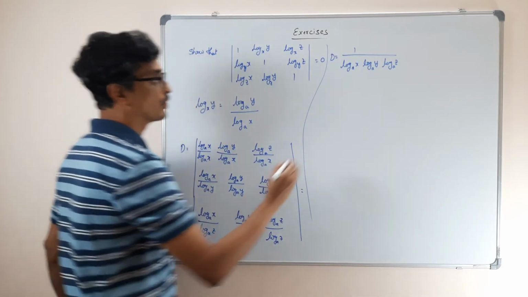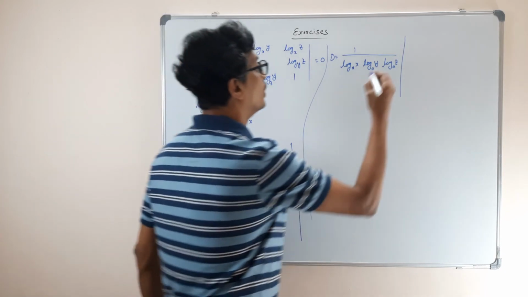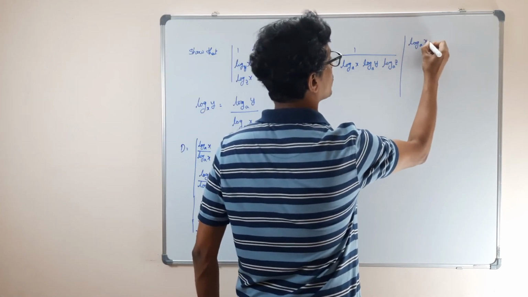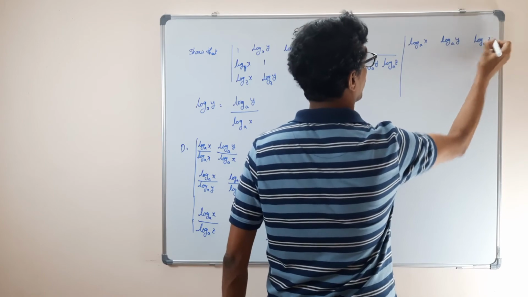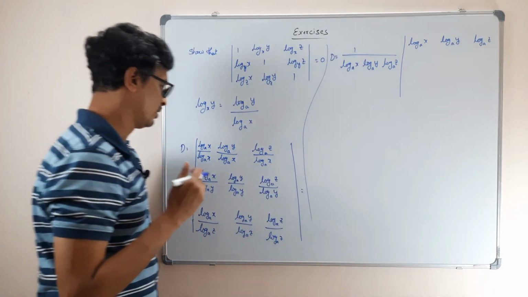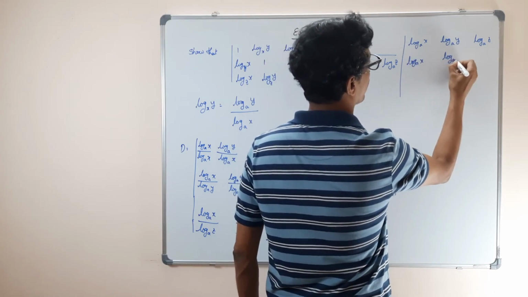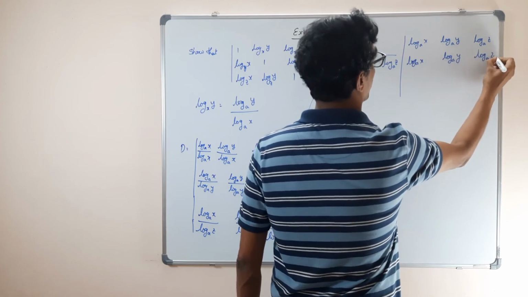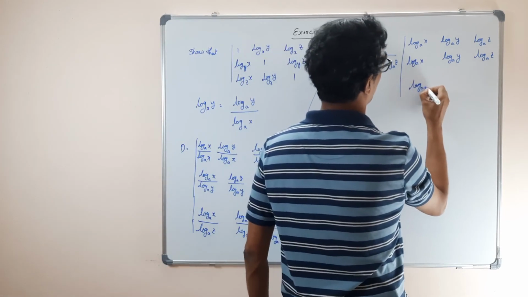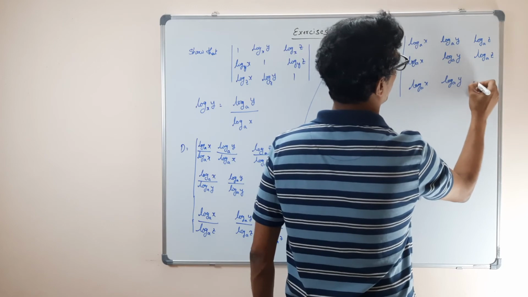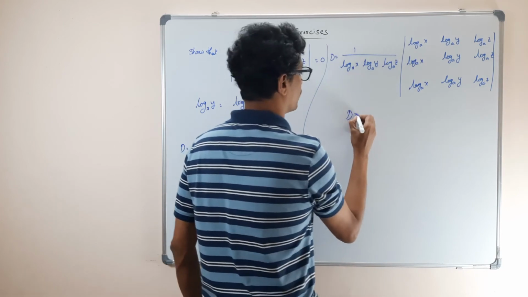All these things come outside. So what I have left is log a of x, log a of y, log a of z, correct? Next one is log a of x, log a of y, log a of z. That itself will give 0. That is also the same thing, correct? So log a of x, log a of y, log a of z, this is equal to 0. Therefore, d is equal to 0.